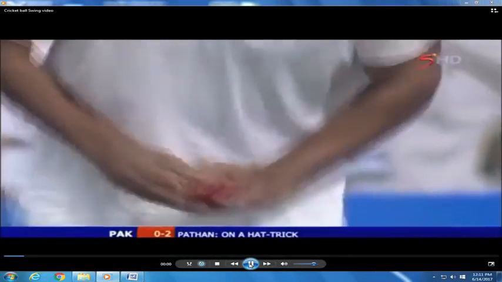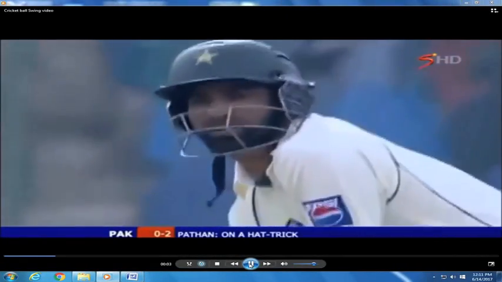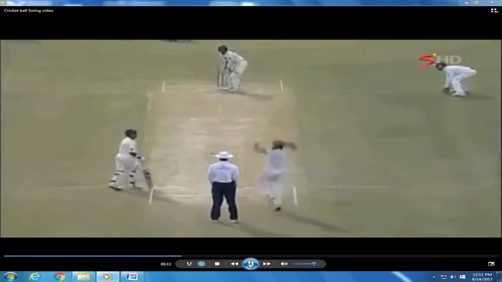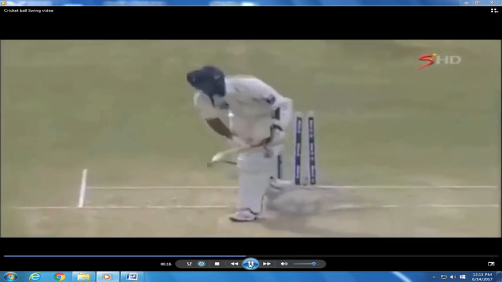Will this ball be? It's got a hat-trick. Second Indian to take. Top-class players. Mohammad Yusuf and great nick as well. Look at this, a great delivery going through the gate.